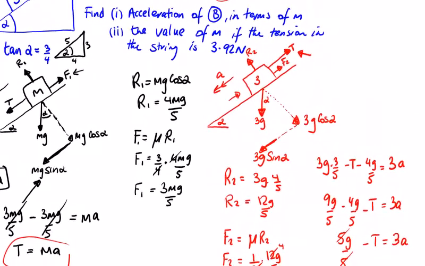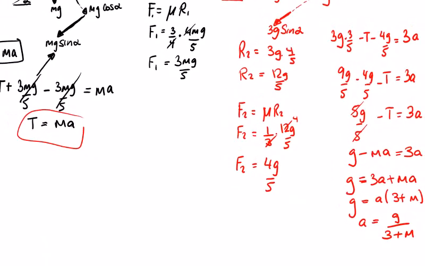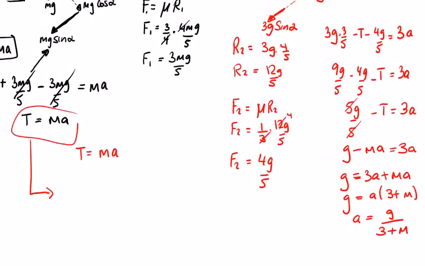The second part asks us to find the value of m if the tension in the string is 3.92 newtons. So here's my tension in the string, T equals ma, and we've got a value for a over here. It's g over 3 plus m. So T is equal to m multiplied by g over 3 plus m. We're told T is 3.92, so 3.92 is equal to mg over 3 plus m. So we need to find the value for m.